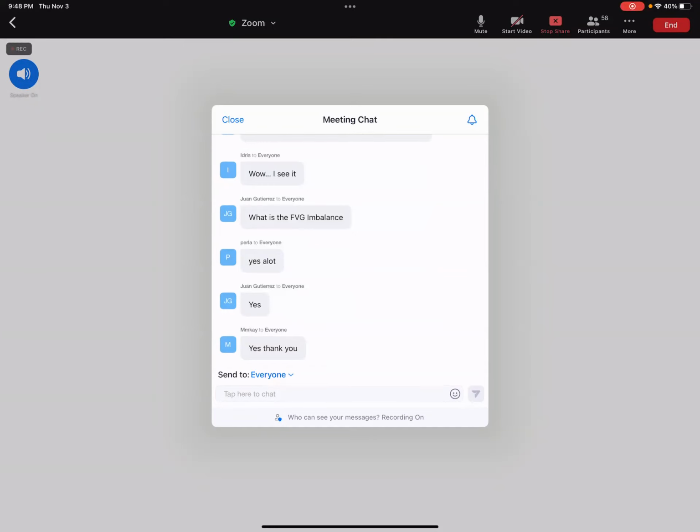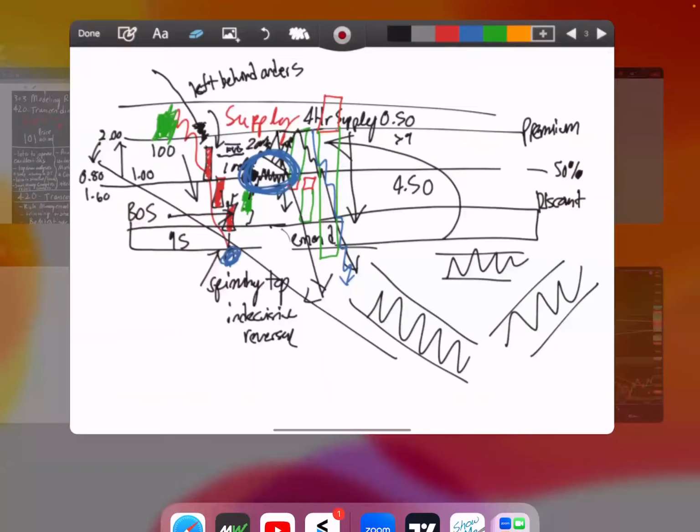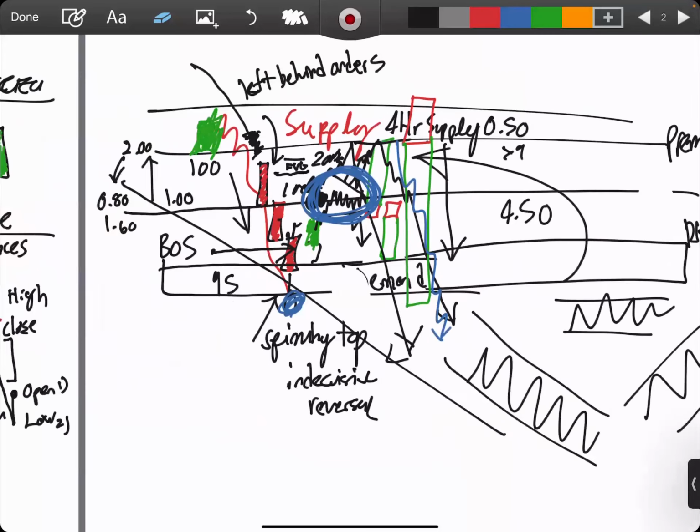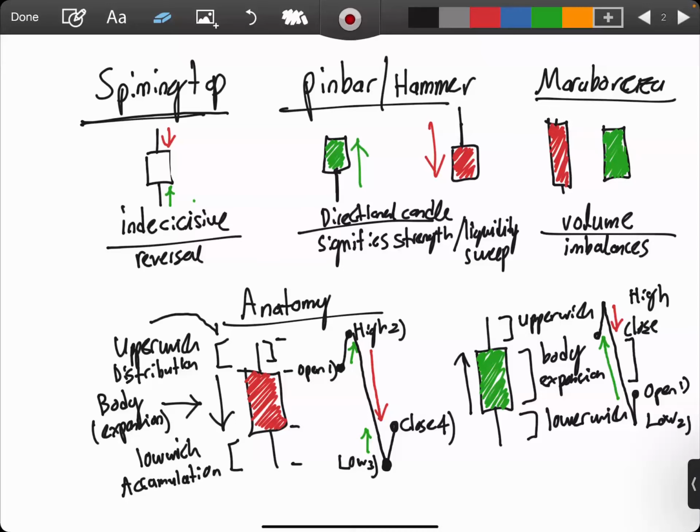What is the FVG imbalance? FVG stands for fair value gap. Imbalance and FVG are synonymous. So when we're talking about fair value gaps and imbalances, well, me personally, since I analyze price, whenever I'm talking about fair value gaps and imbalances, I'm talking about these candles here, Marubozus at supply and demand.